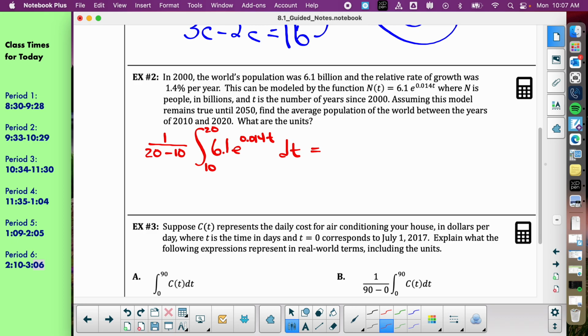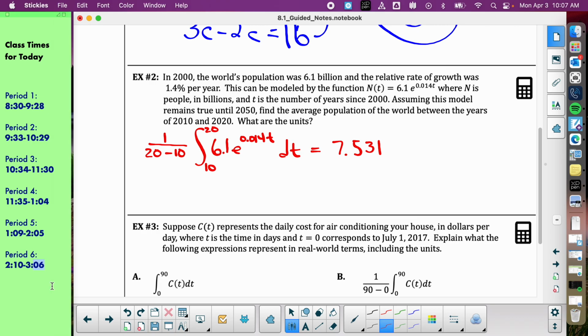I got 7.531. Good. Pretty straightforward. There's a lot of stuff written in the problem that you don't use. So nobody wants to give me an answer that they got because they don't trust it. 7.532? 531? Okay. I mean, that sounds right to me because I knew it would be bigger than 6.1, but it's only going up 1.4% per year, so it's not like it's skyrocketing.